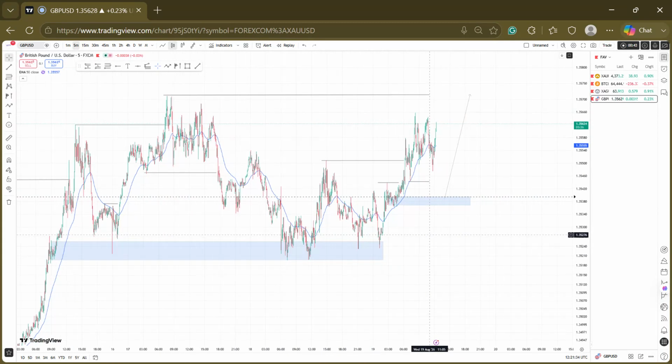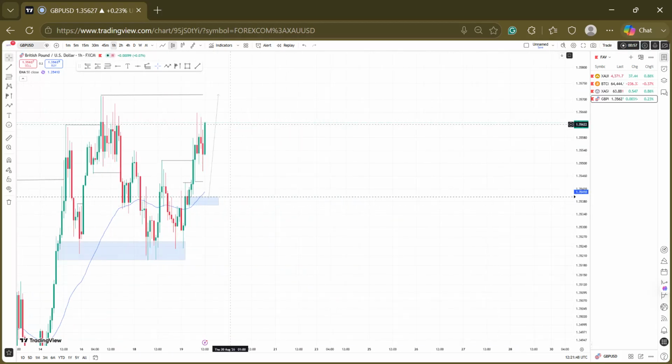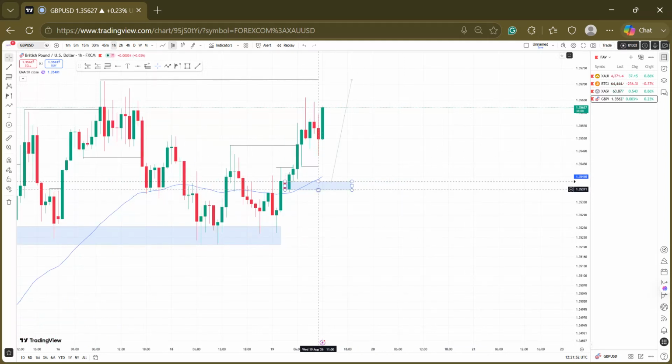So currently the price is at 1.35626, and my bias on this particular trade is uptrend. I've drawn out another block around the zone and a break of structure. A break of structure has occurred, and a liquidity sweep has occurred also.